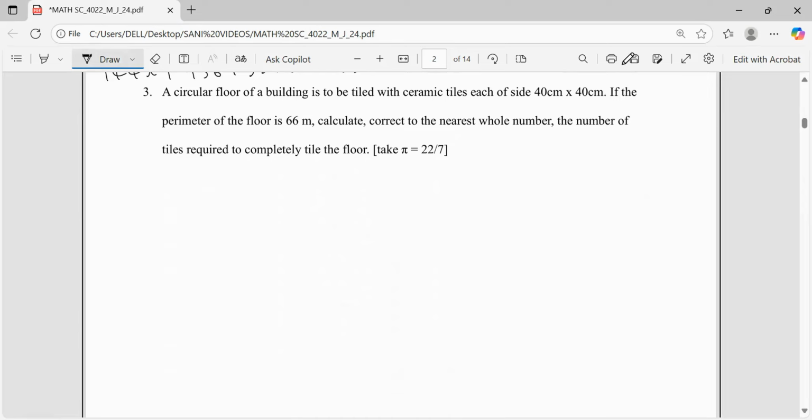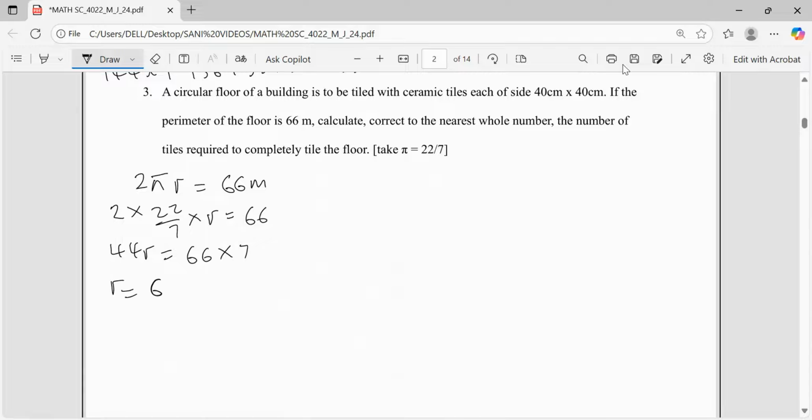So the perimeter of the circular floor is 2 pi r, which has been given as 66 meters. You have 2 times 22/7 times r equals 66. So we have 44r equals 66 times 7, and cross multiply. So therefore r equals 66 times 7 over 44, which will give us 21/2 meters.